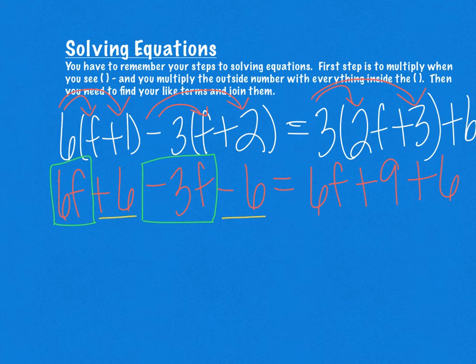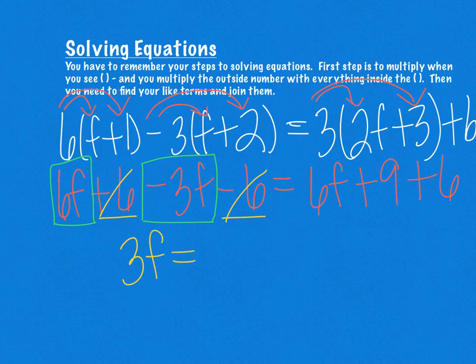Now I know positive 6 and negative 6, they cancel each other out. So I won't have to deal with regular numbers in here. So this would cancel that out. So now all I have to focus on are my 6f and my 3f. Well, 6 is greater, so 6 minus 3 would just leave me with 3f on the left side of my equal sign.